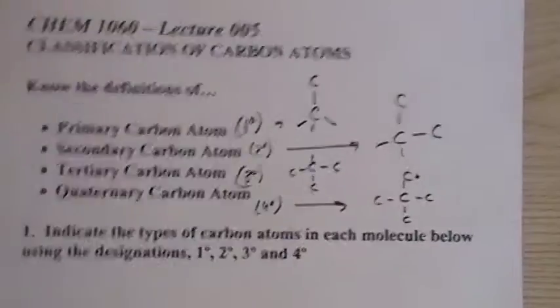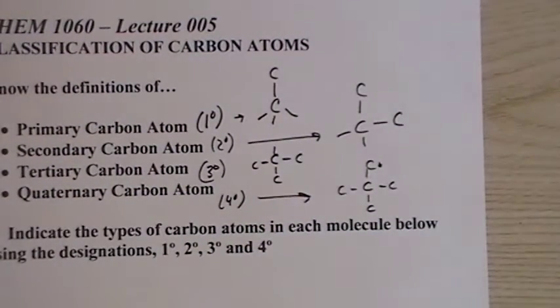So we look at each carbon and then look at how many carbons it's directly connected to. If it's connected to 1 and only 1, then it's primary. If it has 2 connected to it, then it's secondary. 3 carbons connected to it, tertiary. And if all four bonds of the carbon are connected to other carbons, it's quaternary.